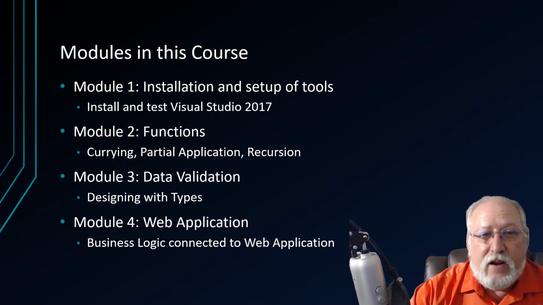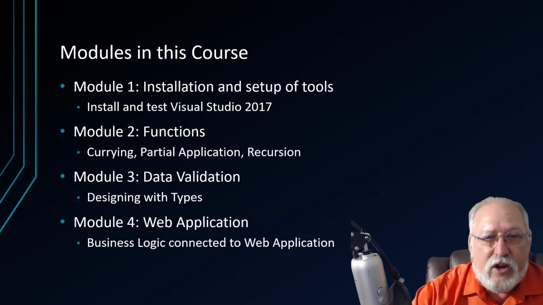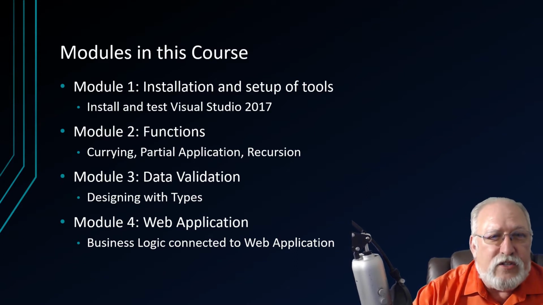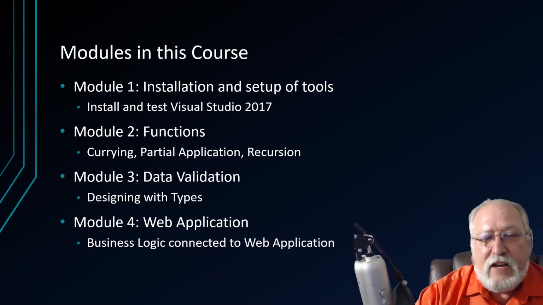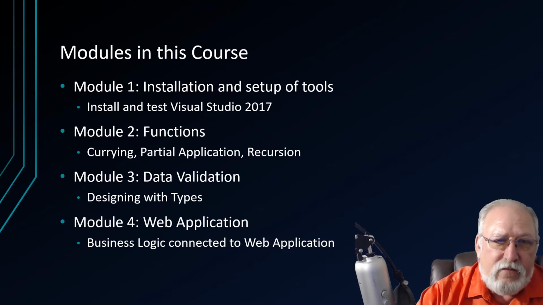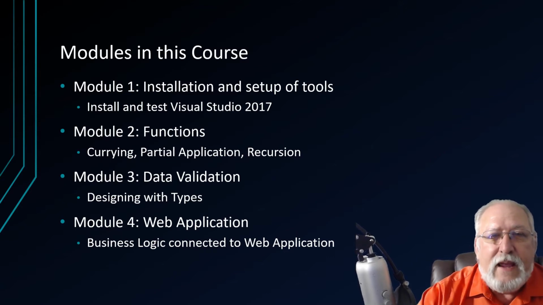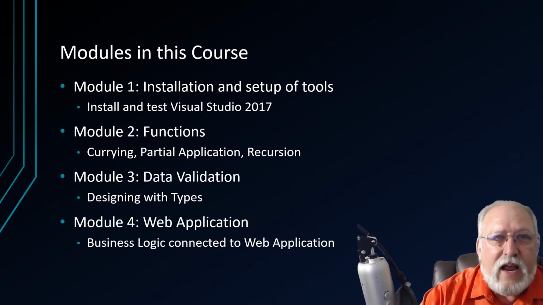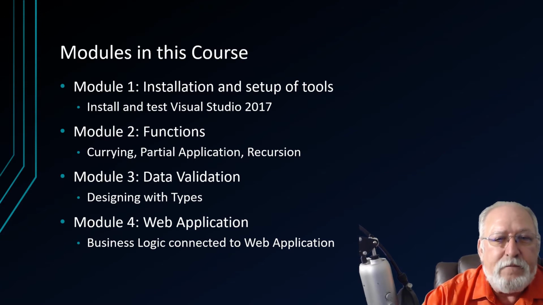In Module 2, we're going to talk about functions. We're going to go into currying and partial application, recursion, and various other features that functions can do. In Module 3, we're going to talk about data validation and designing with types. Designing with types is a very important aspect of functional programming. It lets you really be concise about how the program is going to operate on the various types of data that you're bringing in.